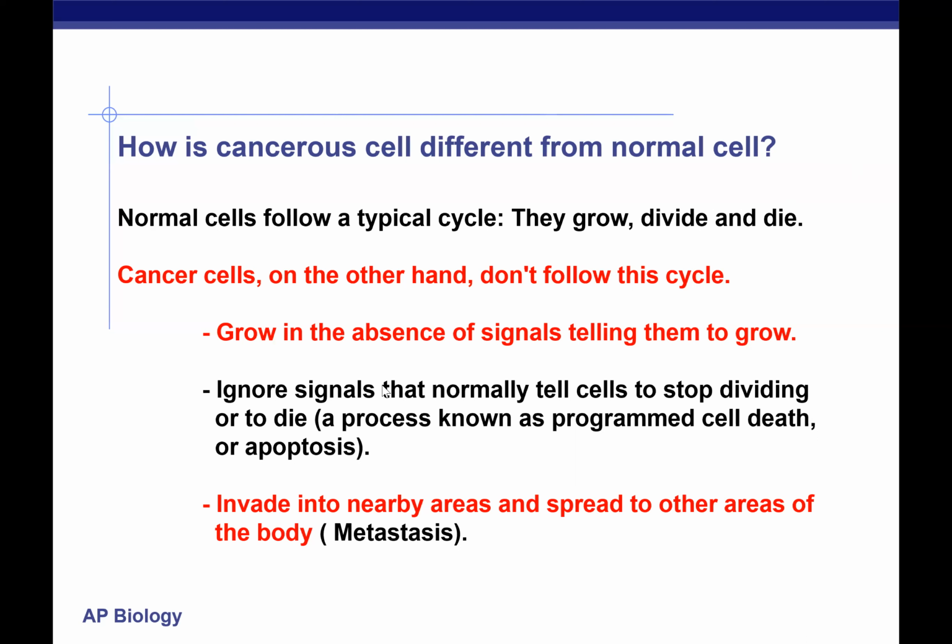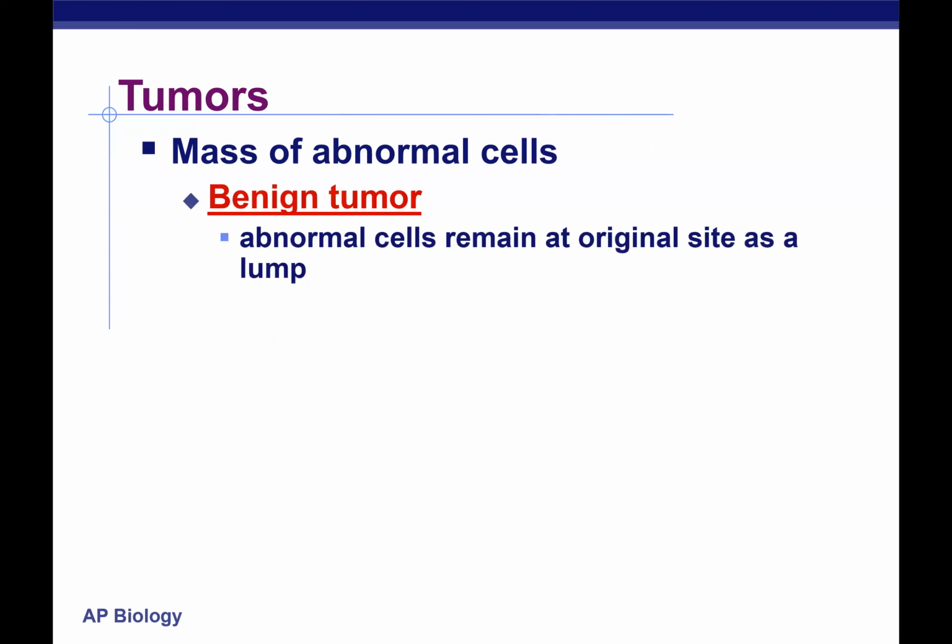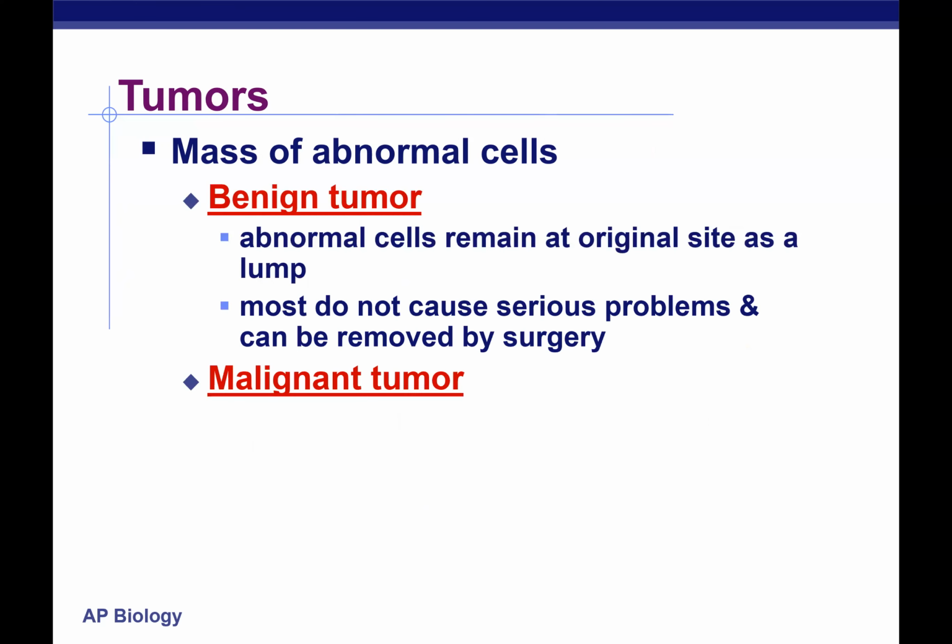And lastly, when these cells multiply, they move to other parts of the body, the phenomenon which we call metastasis. So basically, these are the behavioral changes which a healthy cell undergoes when it becomes cancerous. Now we will see how and what is responsible for these changes. And first, let us see what are the consequences of this kind of behavior.